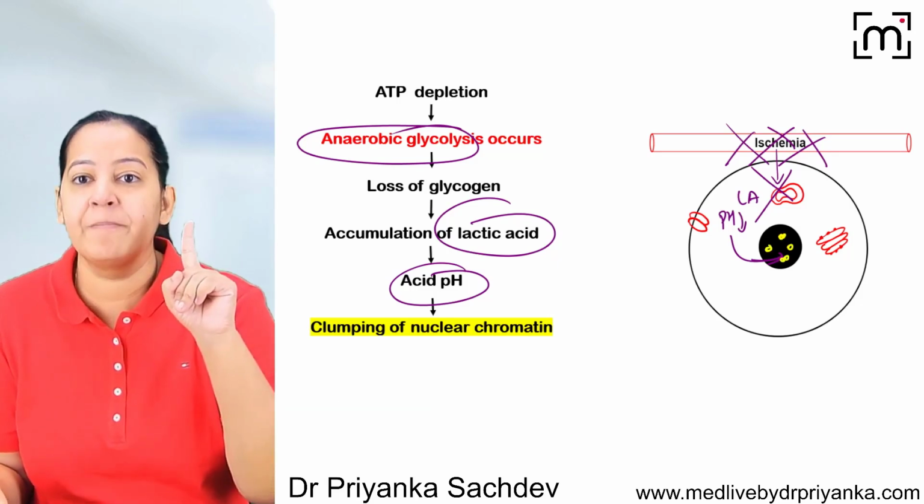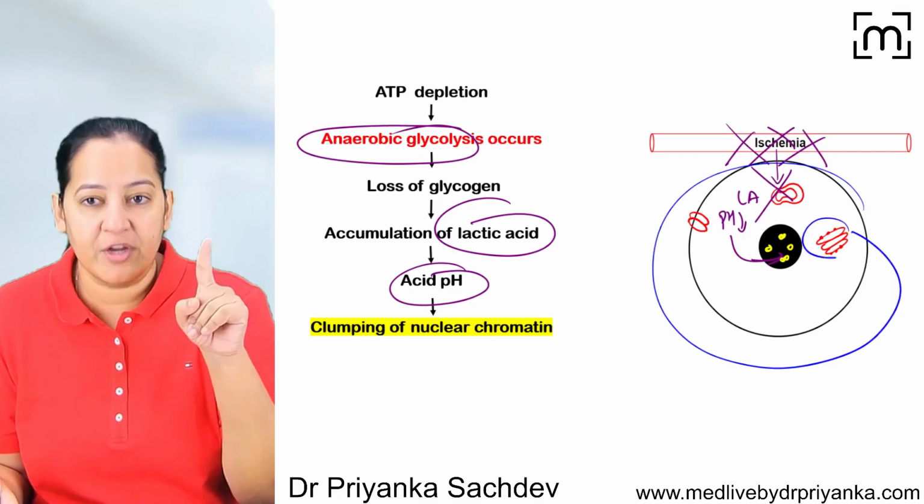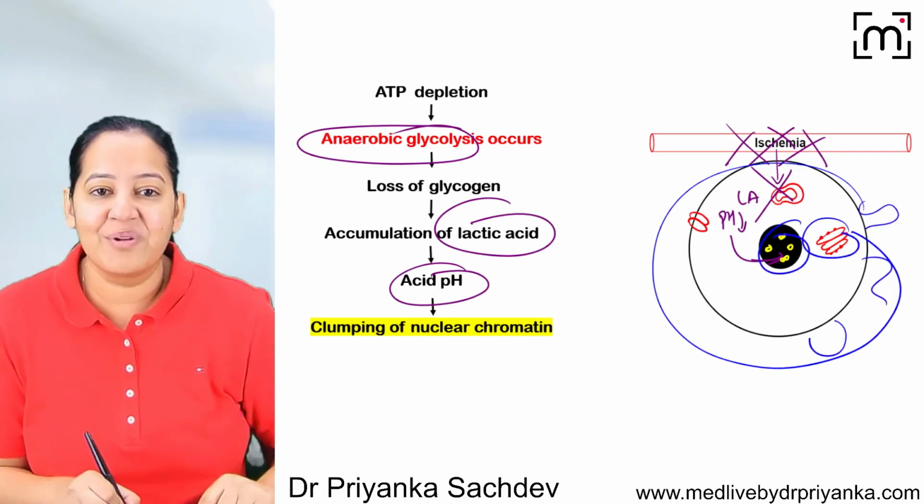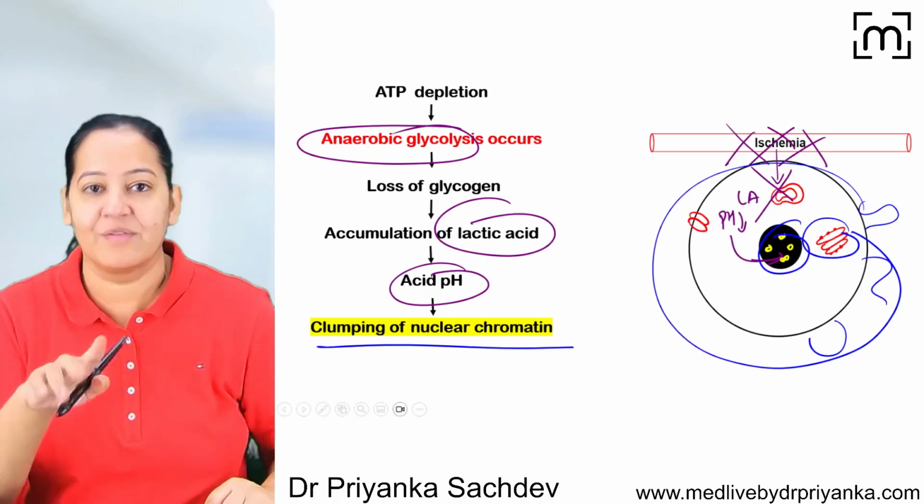Till now, what has happened? Because of the first mechanism, the cell is swollen, the endoplasmic reticulum is swollen, and on the surface of the cell there are blebs. And now, because of this mechanism, the nucleus is gone, there is clumping of the nucleus.